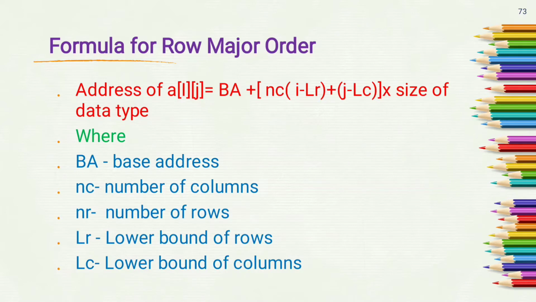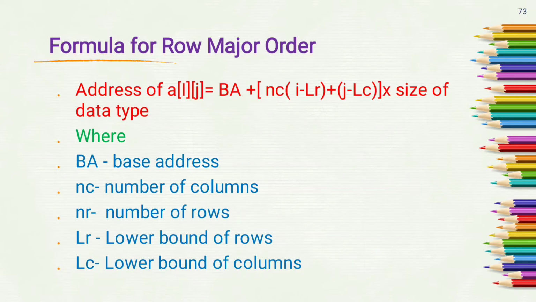So first we will learn the formula for calculating the address of aij element in row major order. The address of aij element, that means the element of ith row and jth column, equals base address, here BA is base address, plus NC, here NC is number of columns, into I minus LR. I is this index number and LR is lower bound of rows, plus J minus LC. LC is lower bound of columns. This square bracket is closed, into size of data type.